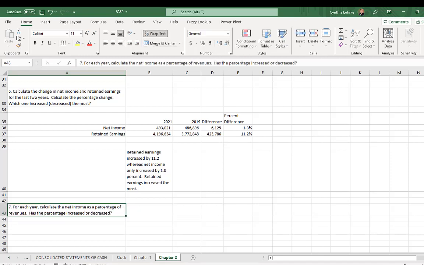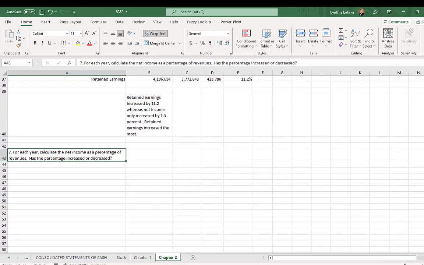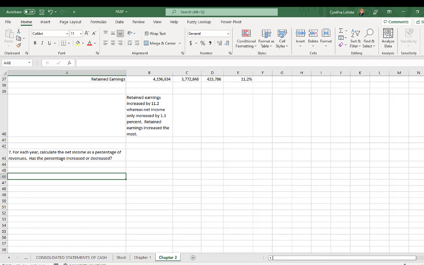Wrap text. All right. So the next question is saying for each year, calculate the net income as a percentage of revenues. Has the percentage increased or decreased? All right. So what am I going to need? I'm going to need net income and revenues. And then I'm going to take the percentage and then look at the percentage from each year. So let me do net income here, revenues here.